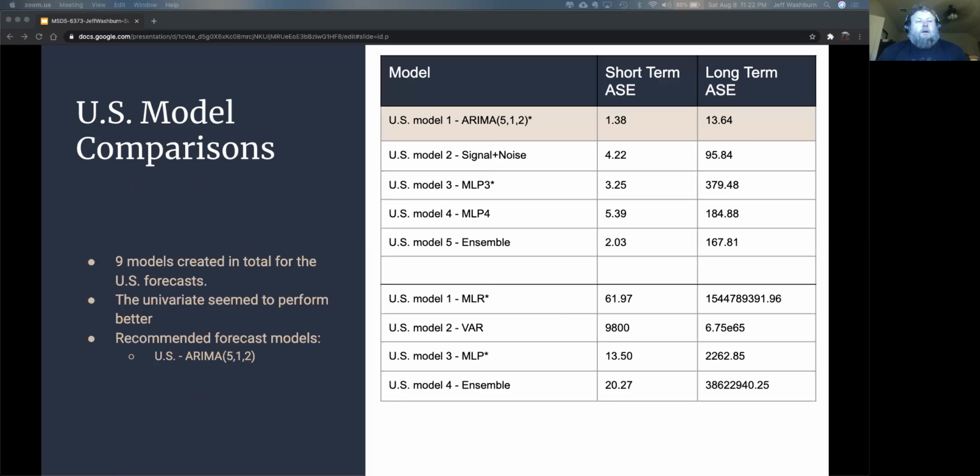So looking at all of the models for the United States, the ARIMA(5,1,2) seemed to perform the best, and I would recommend this model for forecasting both short and long term for the United States. There's a total of 9 models that were created, 5 of those being the univariate analysis and the remaining 4 being the multivariate analysis. The short-term and long-term ASEs are provided in the table below, and as you can see, the univariate analysis seemed to perform quite nicely. I was quite happy and pleased with that.